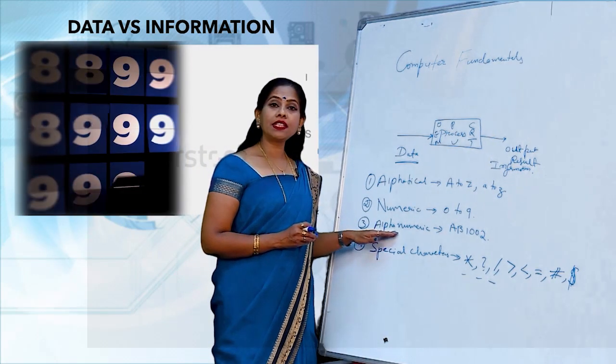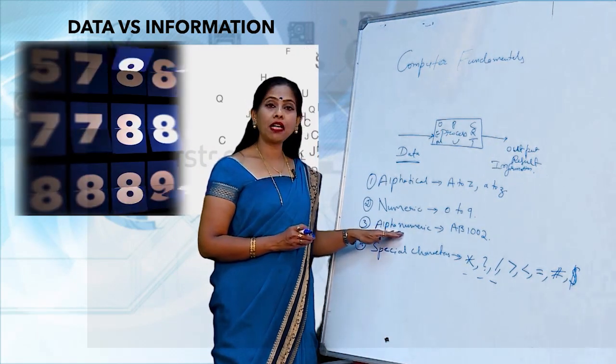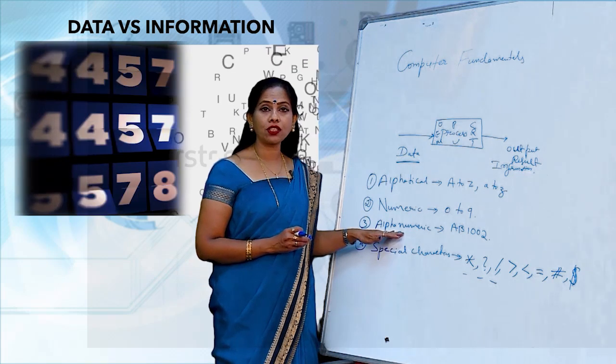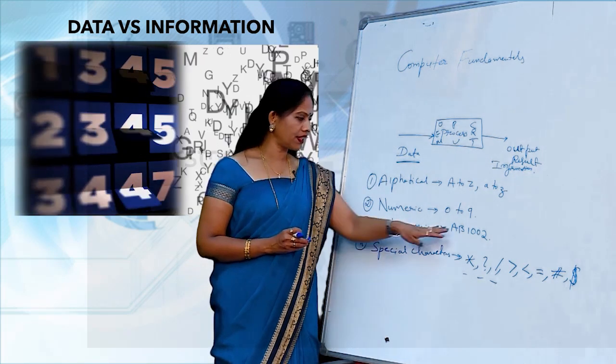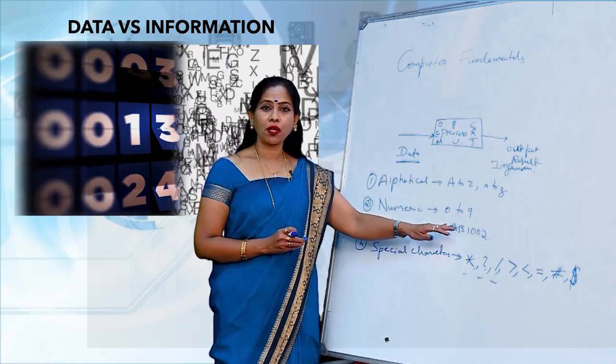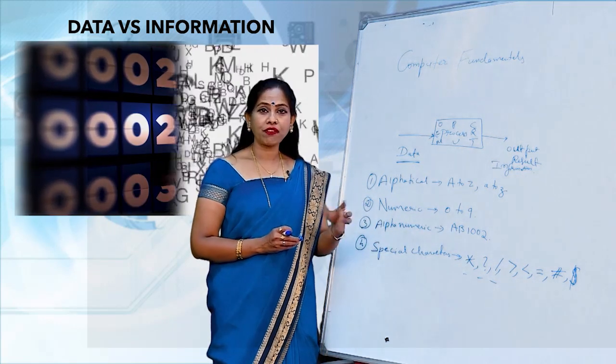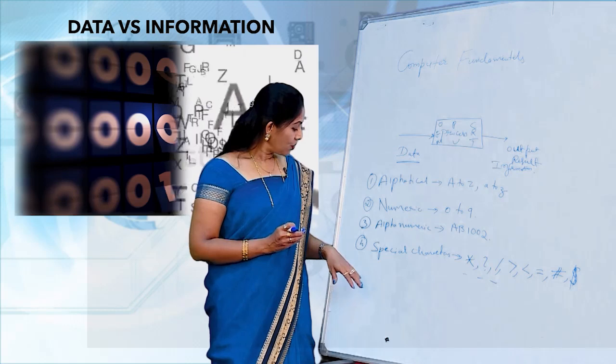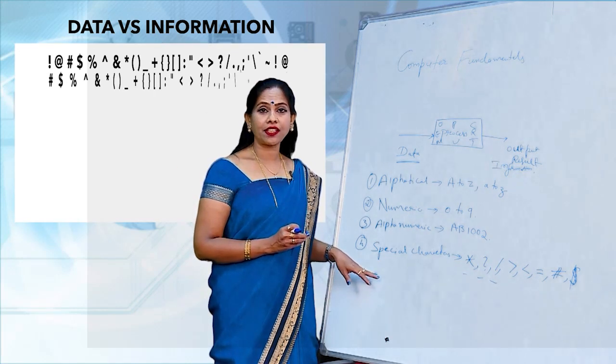Now the third one is alphanumeric. What do you mean by alphanumeric data? It is a combination of alphabets and numbers. You can write like this, A, B, 1, 0, 0. You might have observed your roll numbers with the combination of alphabets and numbers. So here the fourth one is special characters.